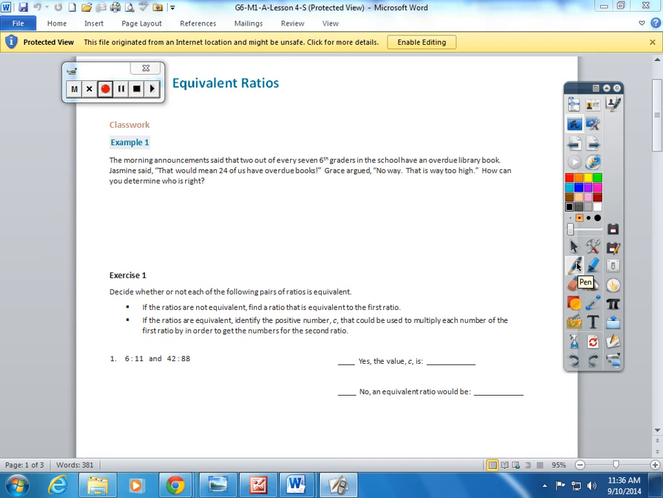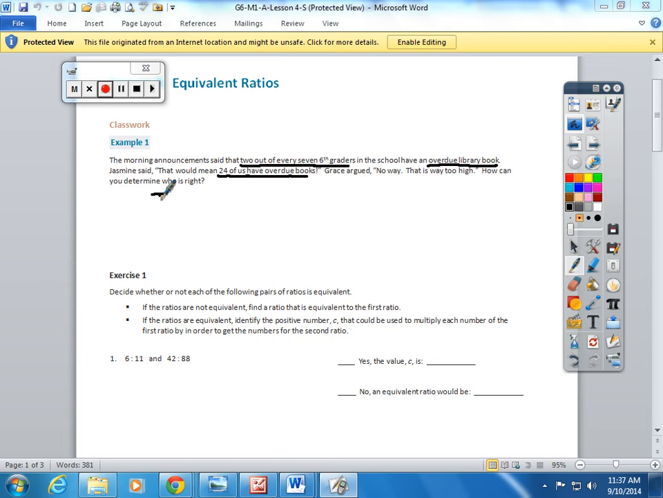Whatever I write up here, please make sure that you write it on your note sheet, which can be found in your toolbox. The morning announcement said that 2 out of every 7 sixth graders in the school have an overdue library book. Jasmine said that would mean that 24 of us have overdue books. Grace argued, "No way, that's way too high. How can you determine who is right?" I'm going to show you 2 ways to do it.